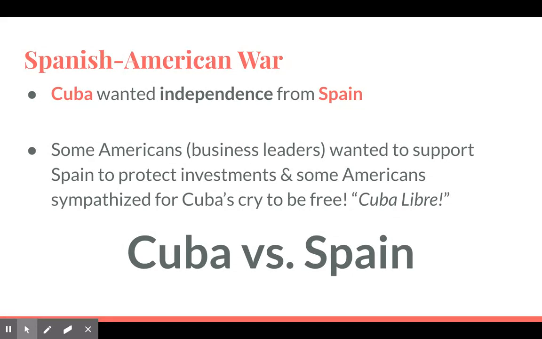Okay, this is the causes. This war actually started with America not even being involved. Look at the first bullet point. This was actually a deal with Cuba and Spain. This was a situation, a conflict, where Cuba actually wanted independence from Spain. Just like we wanted independence from England, Cuba wants independence from Spain. America's just watching this conflict happen.